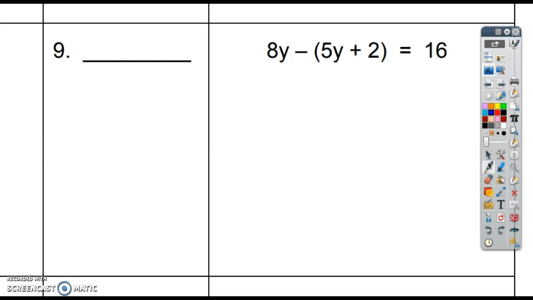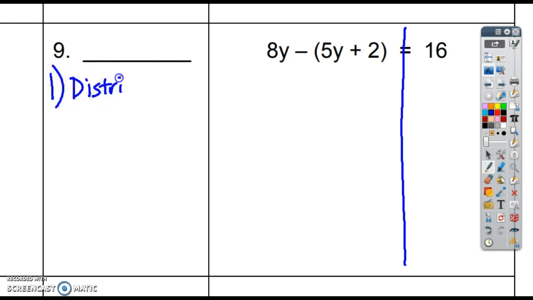Okay, the next one I'm going to do is number 9. So again, we're solving for my variable y. Okay, so the first step we need to remember is we're looking to see if there's anything we have to distribute. Do we have any parentheses? On this side, I have a parentheses. I take whatever is attached directly, and I have to distribute it through.